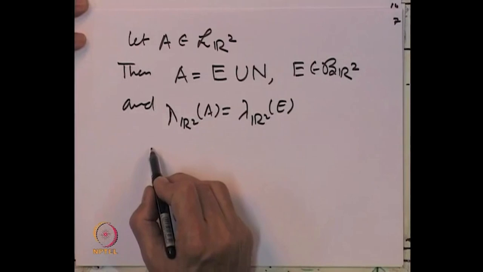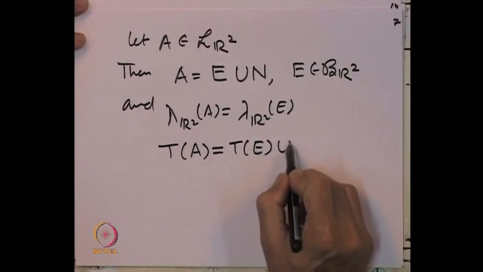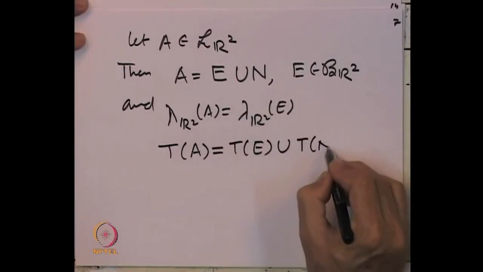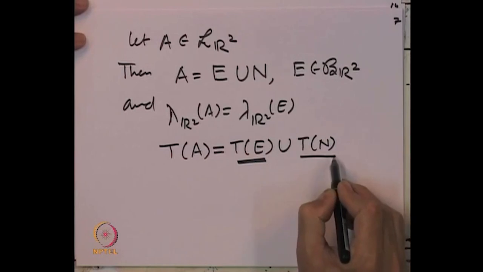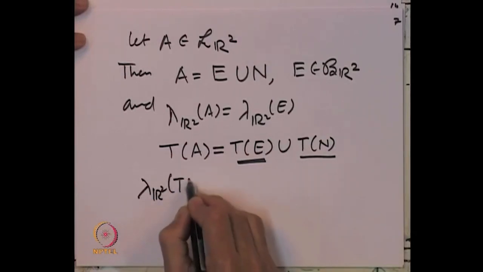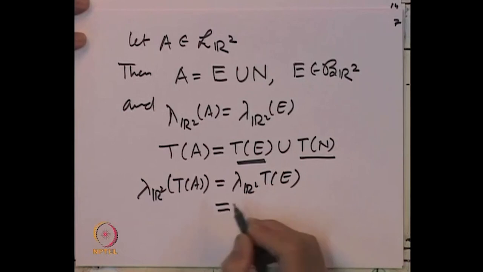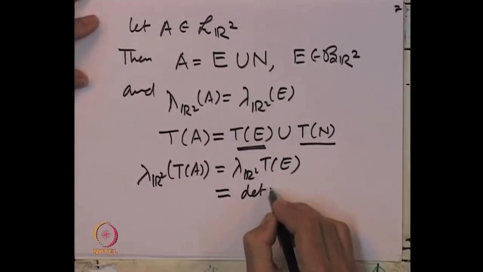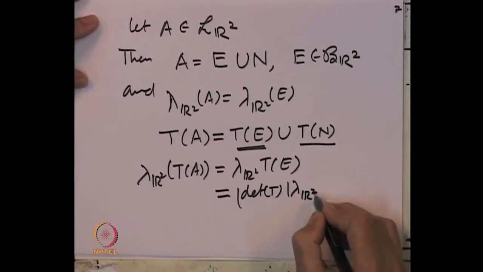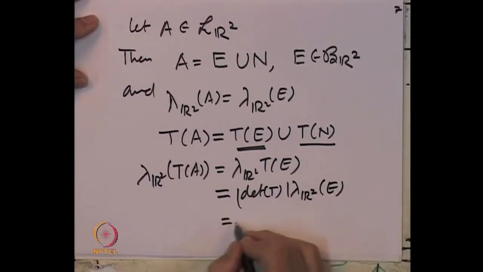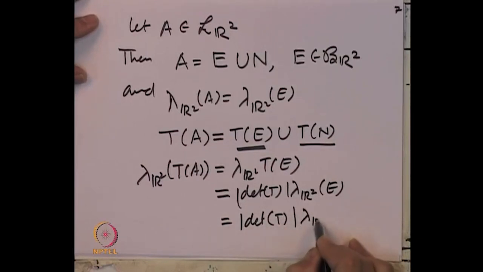Now, if we look at the set T of A, then that will be equal to T of E union T of N, if T is, say, non-singular. And now, this is a Borel set and this is again a null set. So, the Lebesgue outer measure of T of A is equal to the Lebesgue outer measure of T of E, which is equal to the determinant of T times the Lebesgue measure of the set E, because this is a Borel set, and which is the same as the Lebesgue measure of the set A. So, this is the same as the determinant of T times the Lebesgue measure of A.